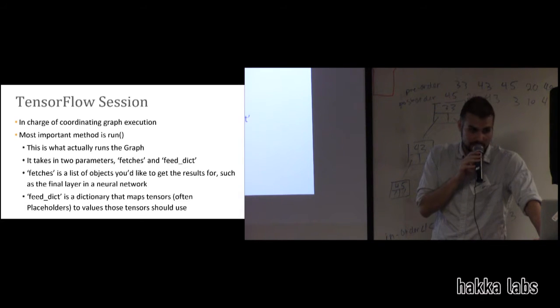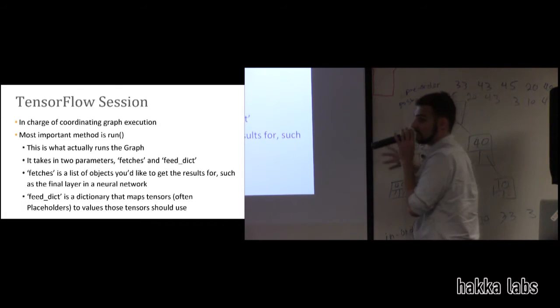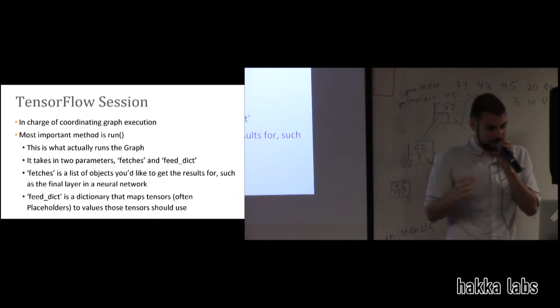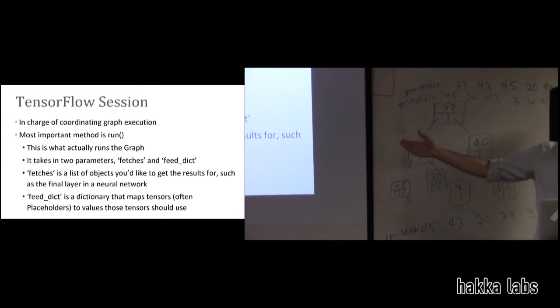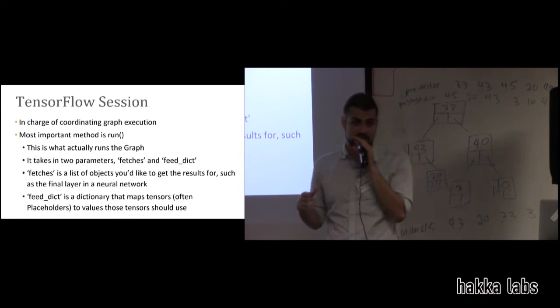There's fetches and there's feed dict. So fetches is a list of objects, and those objects are tensors, nodes in your graph, that you'd like to get the results for. Your common example is the final layer in a neural network, but you can actually pass in any tensor that's in your graph.